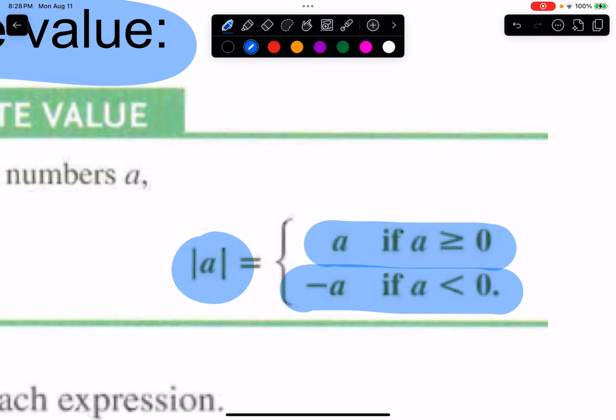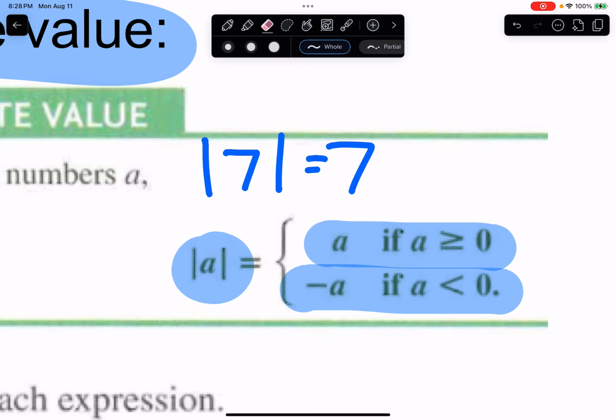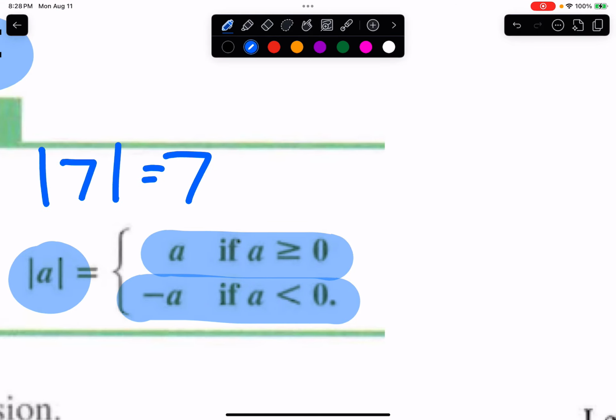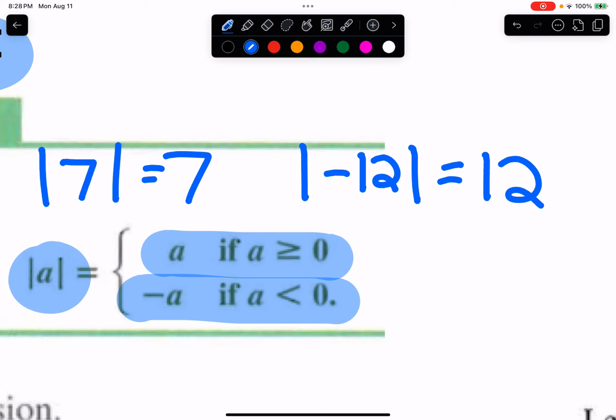So, what's the absolute value of 7? It's just 7. However, if your number is negative, you then multiply it by a -1, meaning the opposite of your negative, which is a positive. So what's the absolute value of -12? It is positive 12. That's what absolute value does.